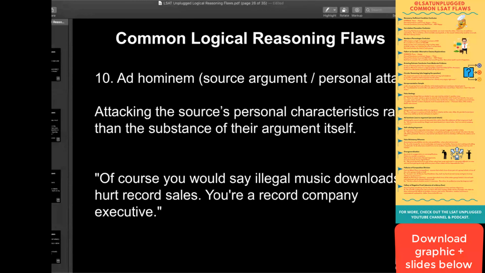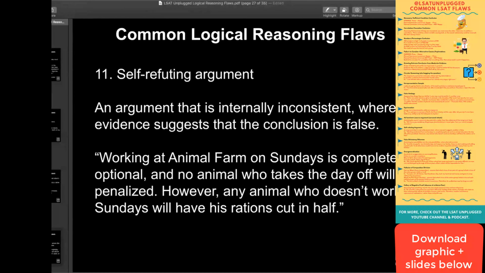All right, next we have a self-refuting argument. So an argument that's internally inconsistent, meaning that it's essentially self-contradictory. So you have two statements in the evidence, in the stimulus, that are at odds with each other and cannot both be true. And I've got a quote from George Orwell's Animal Farm here. And interestingly, George Orwell also has the quote from 1984, the concept of doublethink, the idea that a person can hold two inconsistent or contradictory ideas in their head at the same time and believe both. So George Orwell was well acquainted with this sort of logical fallacy.